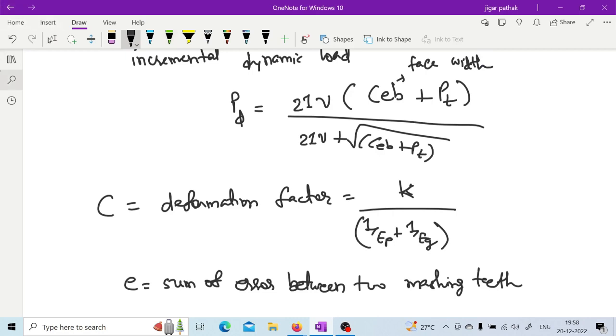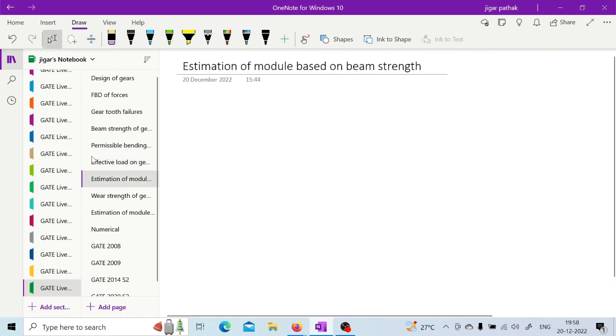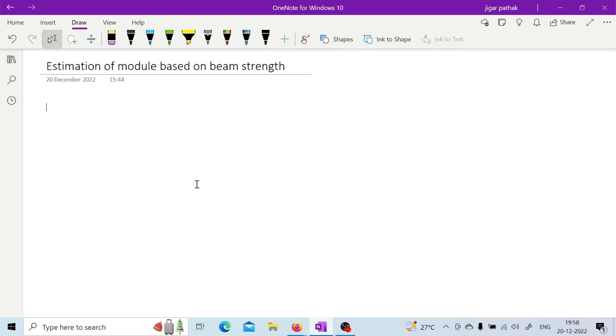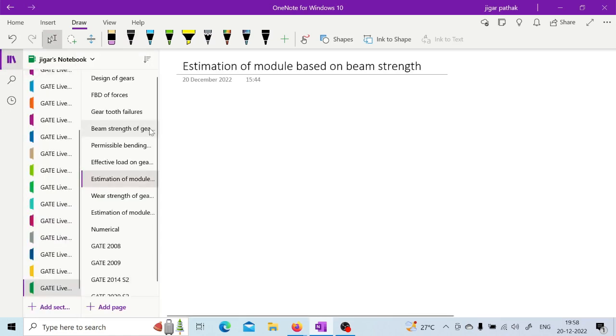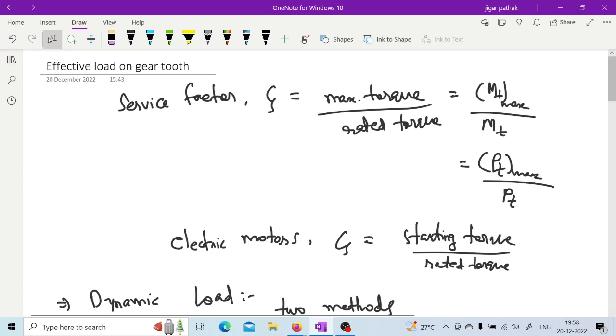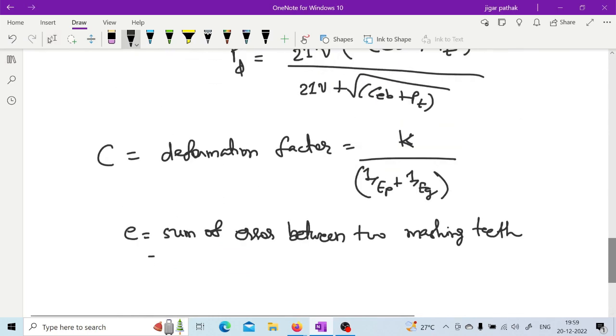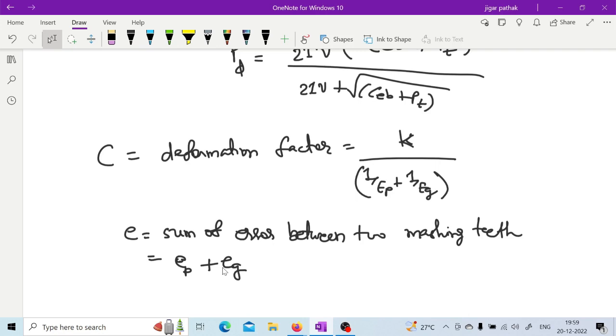Now once you have an idea about this, based on this discussion you can estimate the module. But sir, what was that E? E is error. The error is between the gear and the pinion. Whenever center distance is measured, it is not accurate, so there is some error, that is EP plus EG. There is some error in the location of the centers of both the pinion and gear. So this is that particular E.